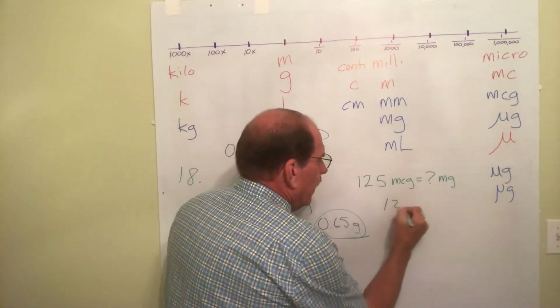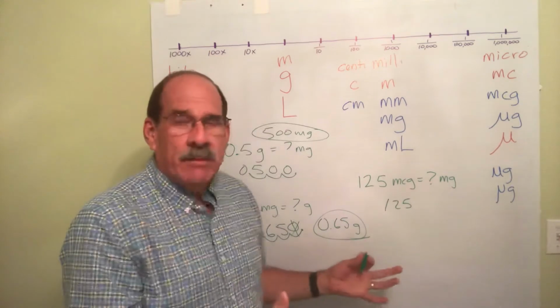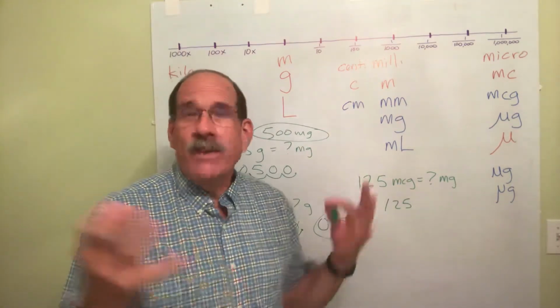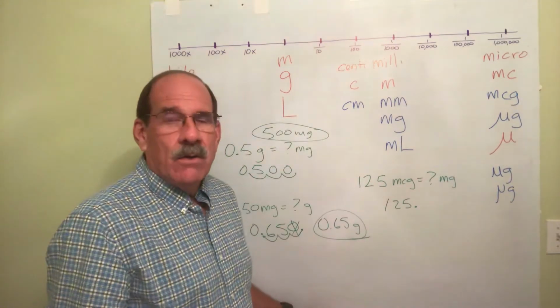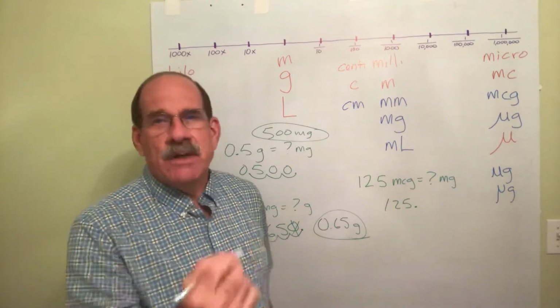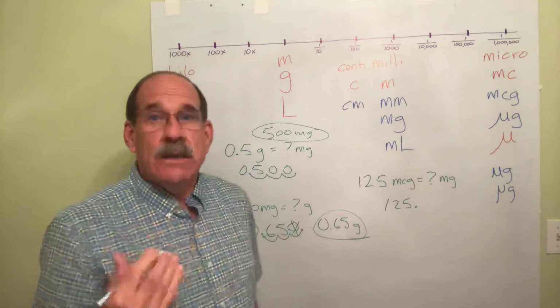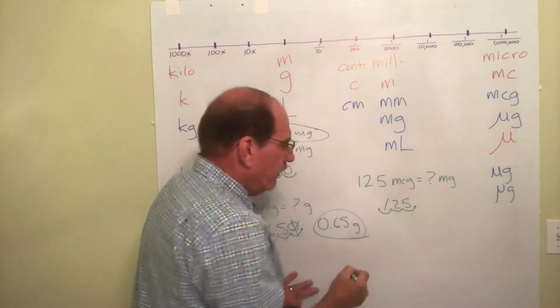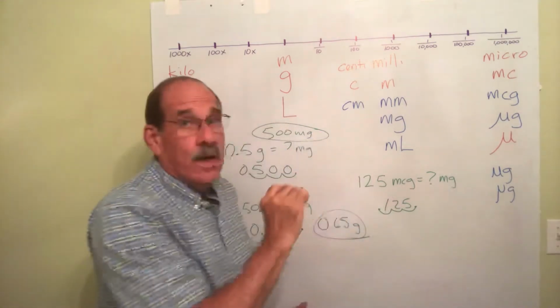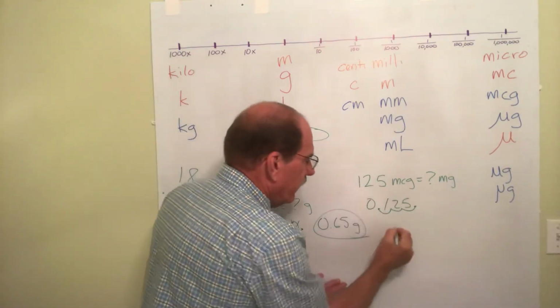Like you said before, that's a whole number. Where's the dot? It's right there. And how many jumps? 3 to the left. 1, 2, 3. The dot ends up right there. Now watch out here. I must put a 0 there.